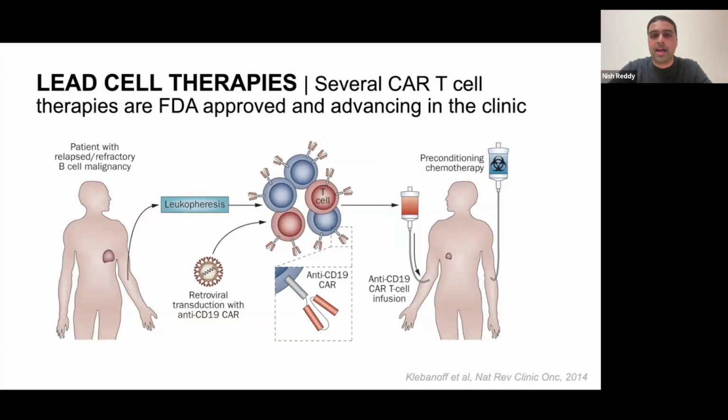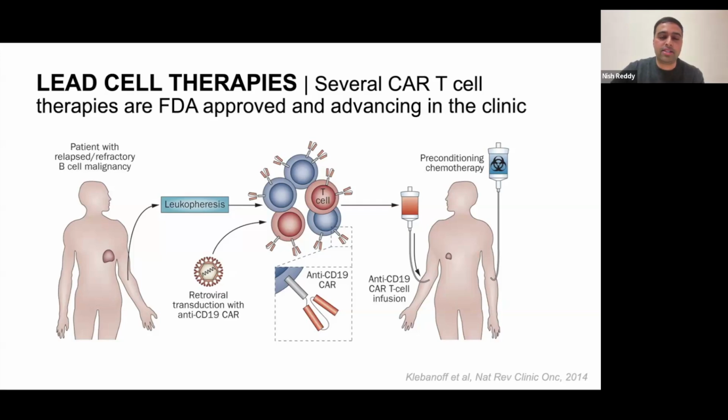The archetypal example of cell therapies that many of you might be familiar with are CAR T cells. CAR T cells against cancer have been FDA approved and have been advancing in the clinic. These cell therapies rely on taking blood samples from a patient and then transducing these T cells with a receptor, a CAR receptor, that basically programs these T cells to attack and kill a cancer.